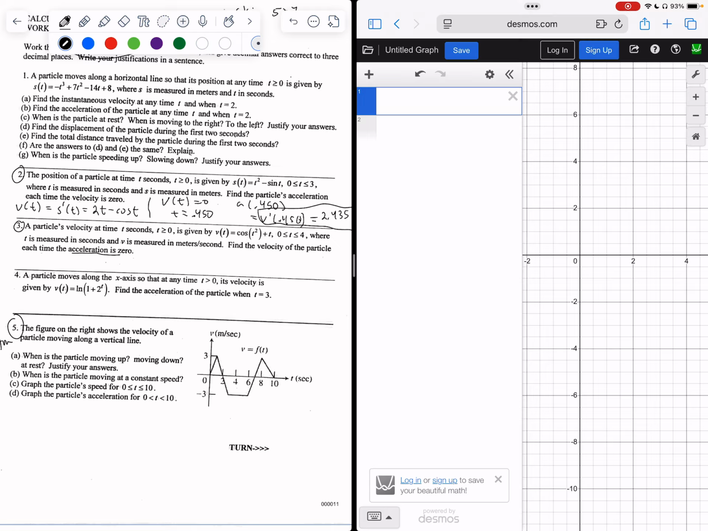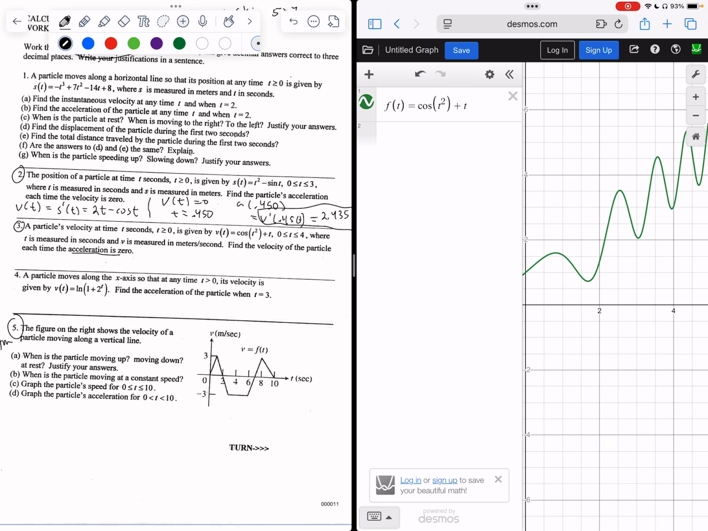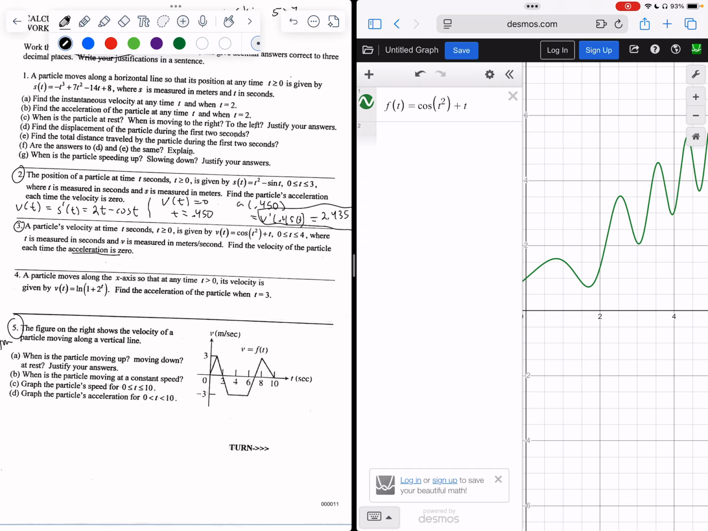And I know the area under the curve later on is going to give us our displacement, which gives us position. So I am always going to graph my velocity function. We have to call it f of t because of Desmos rules, but that's okay. And this becomes plus t. And there it is. Now we want to only look between 0 and 4.